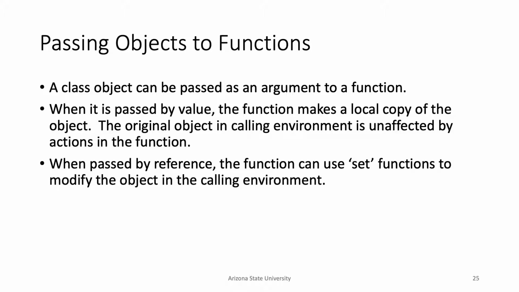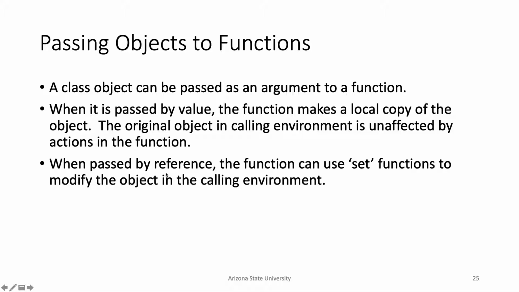By value and by reference. So, can anyone tell me what by value does, just at a high level? Right, it makes a copy. And by reference, what does it do? It uses the same location, right? Same idea here. So if I pass an object to a function, like I'm passing a circle to a function, if I do it by value, it makes a copy. If I do it by reference, it references the original. Same as before, there's no difference here.